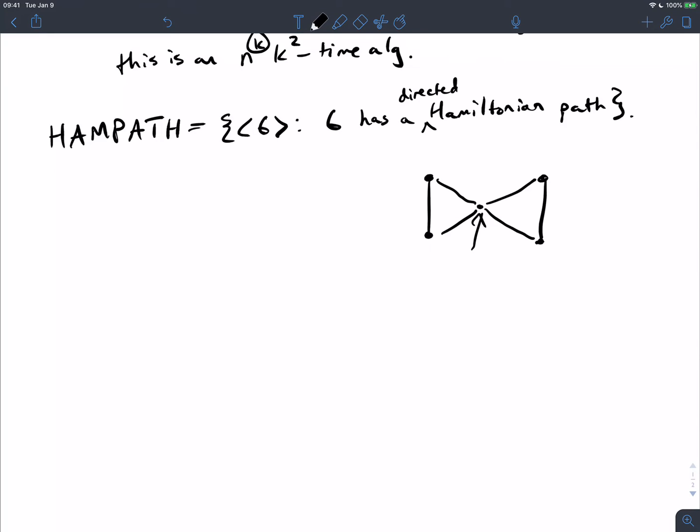So what did we show about HAMPATH last time? We want to show it is NP complete. What 2 things do I need to show? That it is in NP and NP hard. Which one did we do last time? Well, we didn't do NP hard. We just showed it was in NP. Why is it in NP?